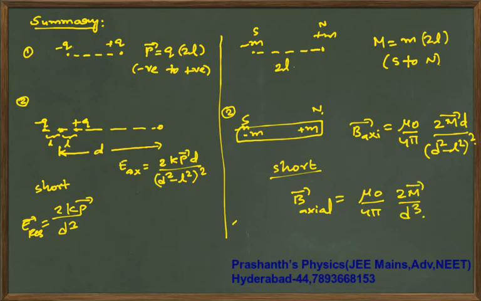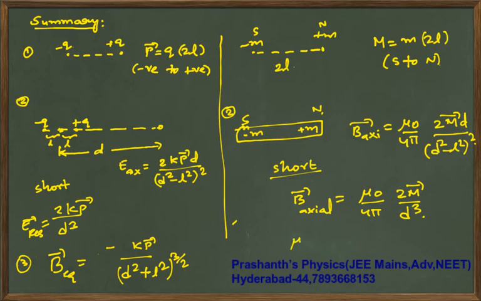Similarly for the equatorial line, E on the equatorial line is minus kP by d square plus L square whole power 3 by 2. This is what you are going to get for the equatorial line.